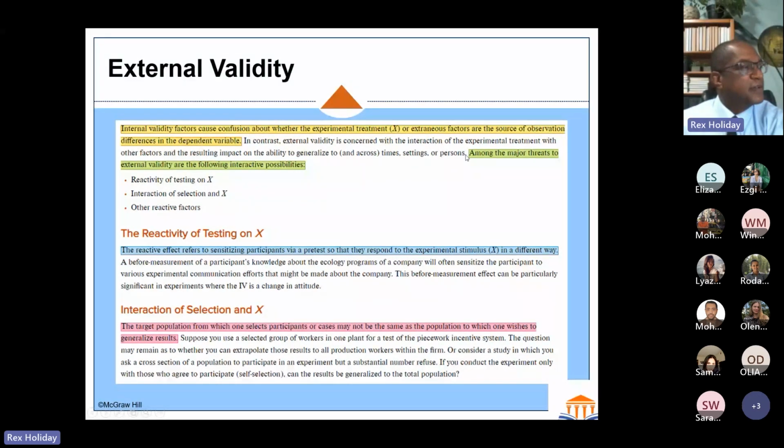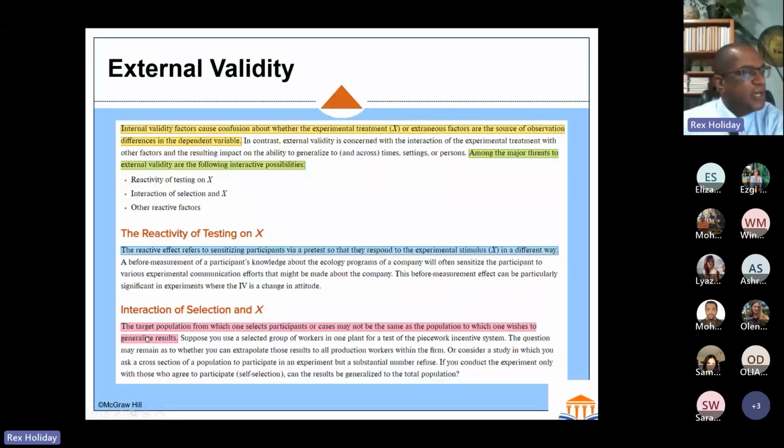Among the major threats to external validity are the following interactive possibilities: reactivity of testing on X, interaction of selection and X, and other reactive factors. Now, I think that cute little video did a pretty good job of that. And then reactivity of testing on X. The reactive effect refers to sensitizing participants via a pretest so that they respond to the experimental stimulus in a different way. So you have to be careful with that, right?